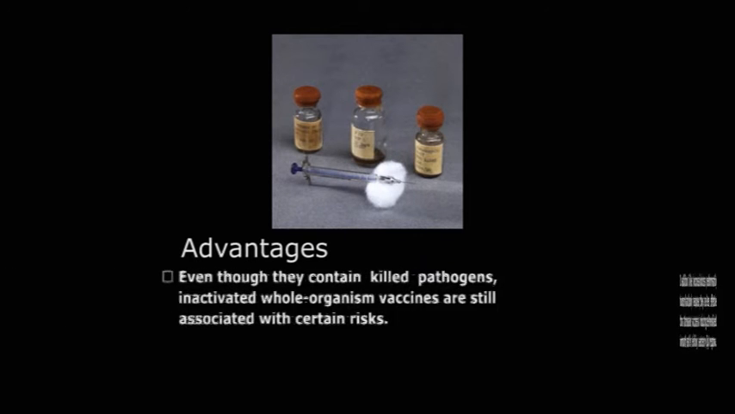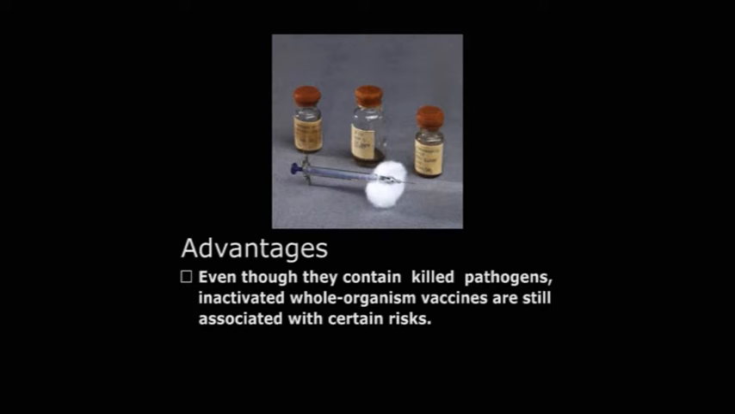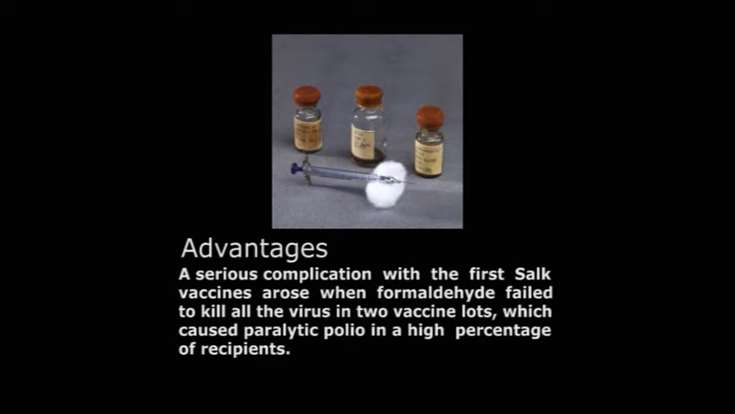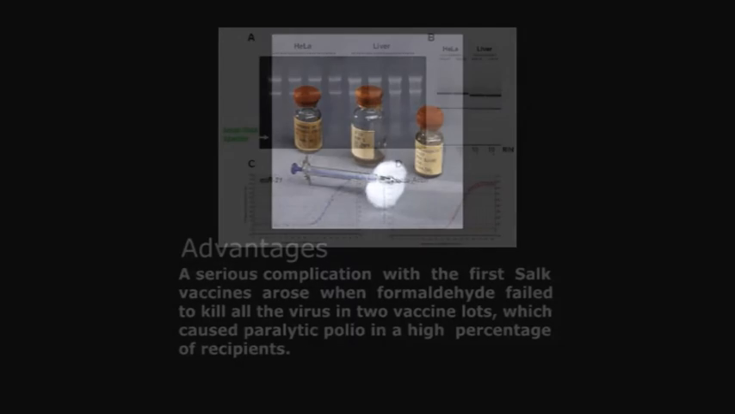The second point is, even though they contain killed pathogens, inactivated whole organism vaccines are still associated with certain risks. A serious complication with the first Salk vaccines arose when formaldehyde failed to kill all the virus in two vaccine lots, which caused paralytic polio in a high percentage of recipients.